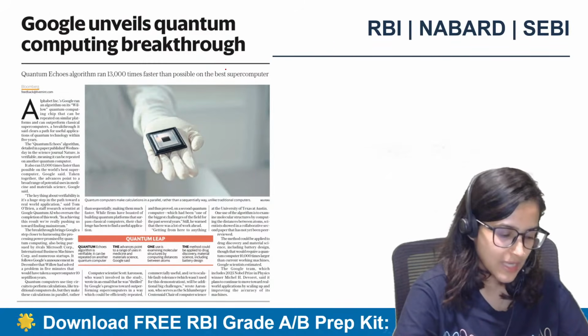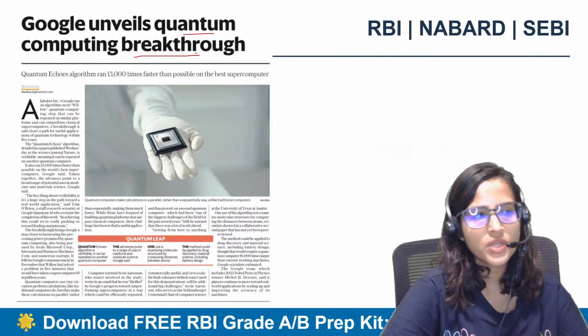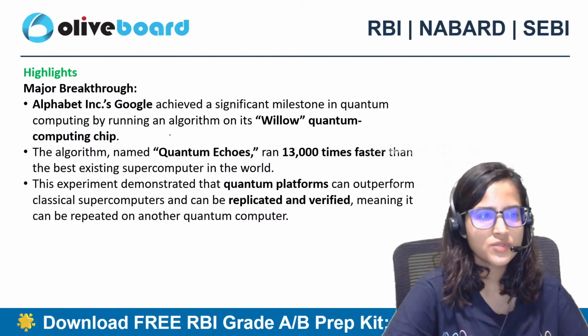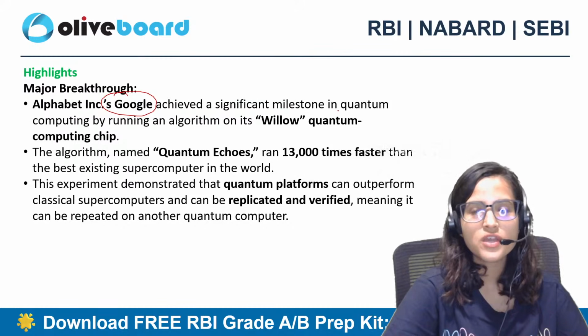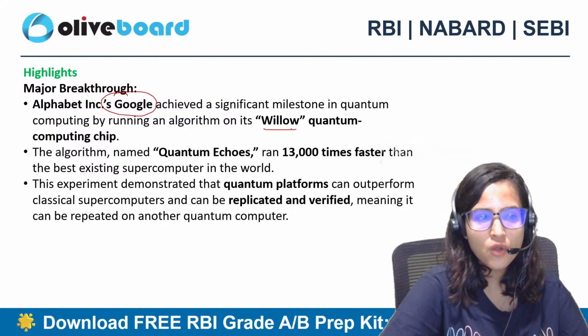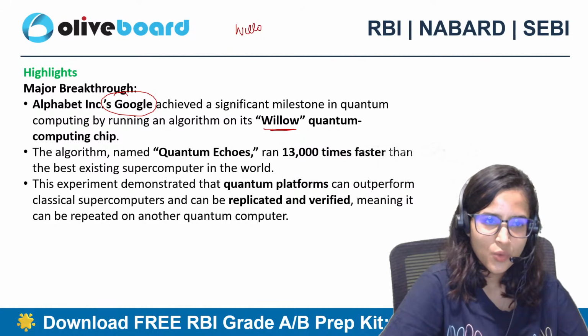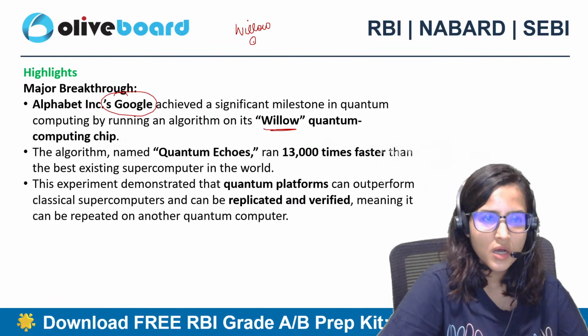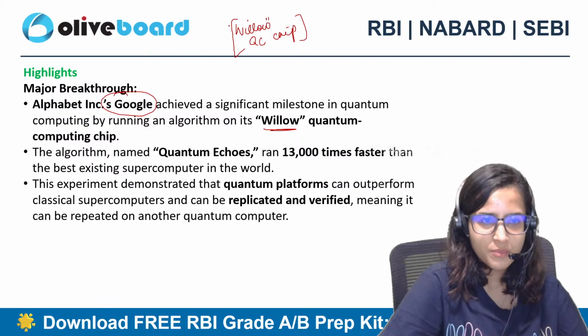ठीक है. The next news is that Google unveils a quantum computing breakthrough. So what is the news? Alphabet's Google achieved a significant milestone in quantum computing by running an algorithm on its Willow quantum computing chip. So you need to know this name. What is it? Willow quantum computing chip. ठीक है? Very important.